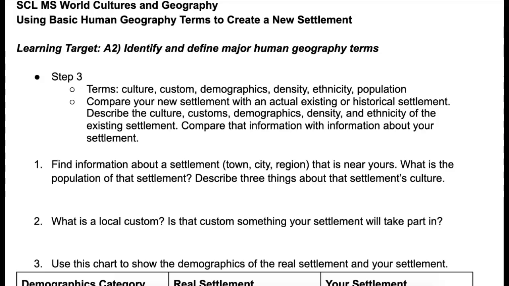Finally, the last word is population, which is really all about people. It's where the people live.